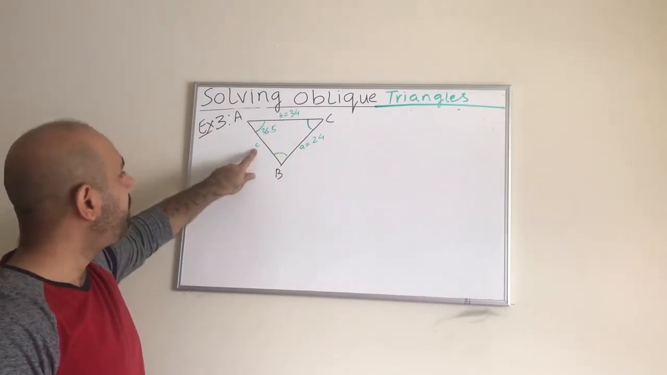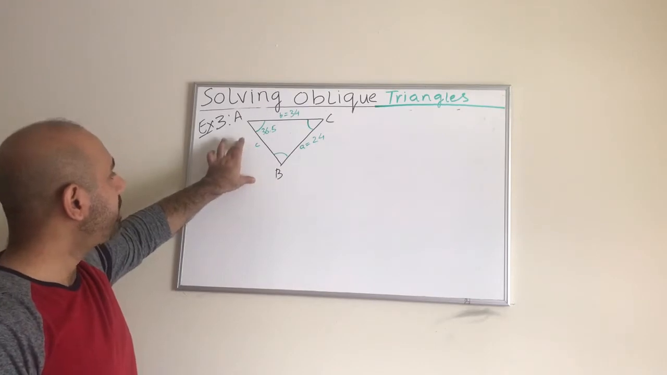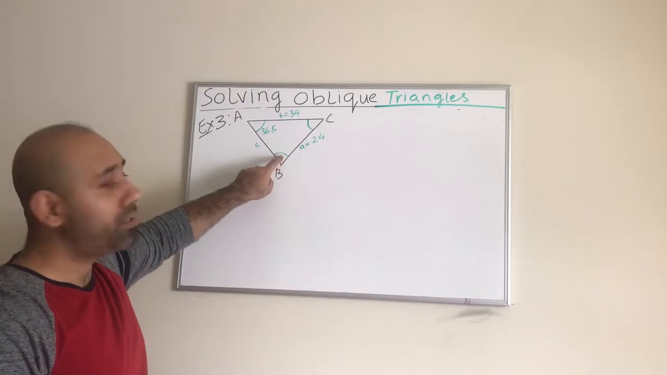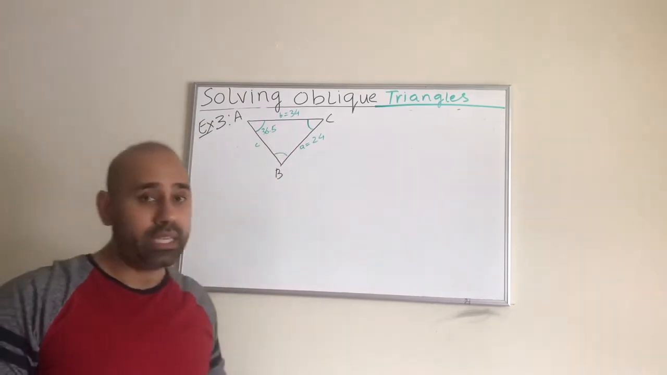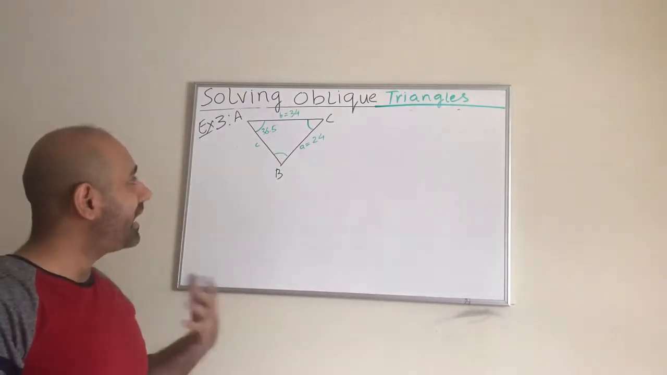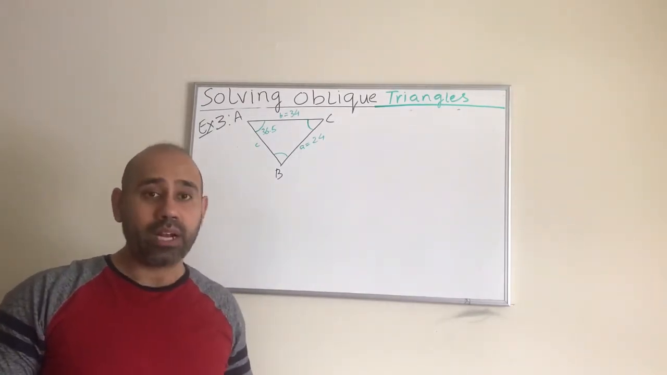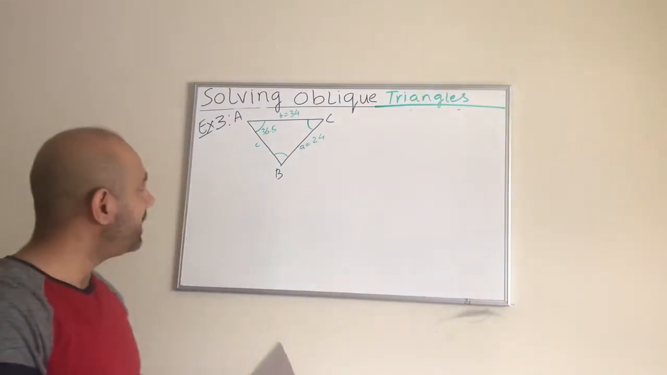We want to figure out the length C, which is also the length of the line segment AB. And then we also want to figure out the measure of angle B and the measure of angle C. So guys, in this case, again, we are going to set up the sine law, and from there we can see how we can figure out the missing quantities. So let us start writing the sine law.